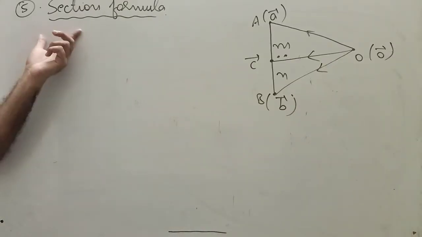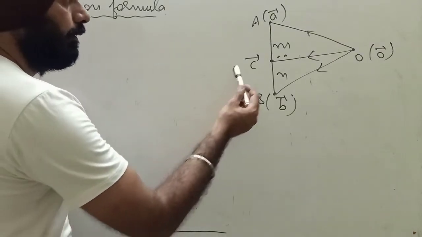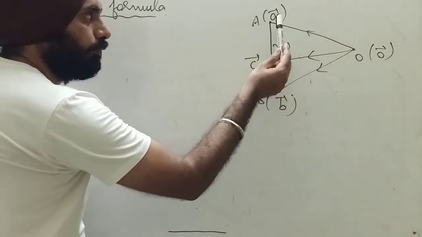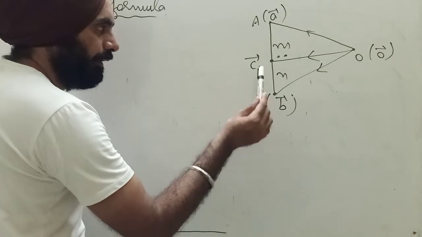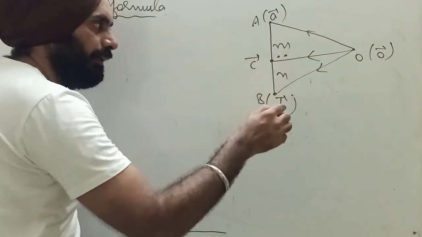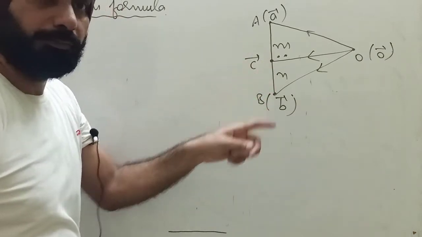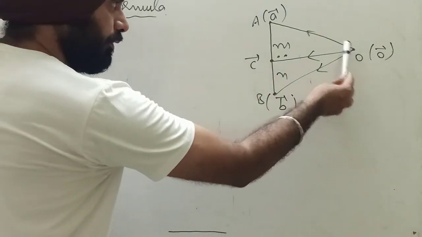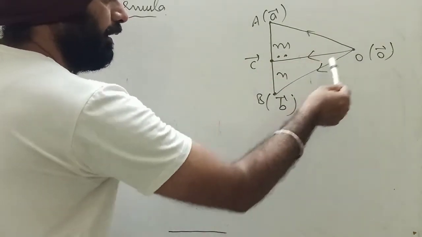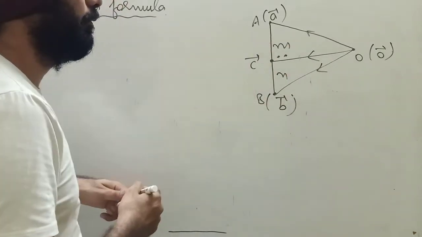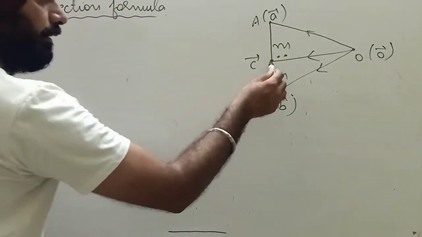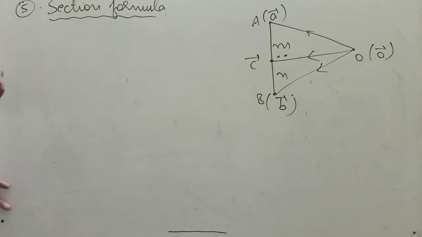Now there is one section formula. Let there be 2 points A and B having position vectors a and b, and there is one point C which divides AB in the ratio m to n. So what will be the position vector of this point? Clear? Join with the origin. So OB, OC and OA are the vectors. Let us take C dividing internally.